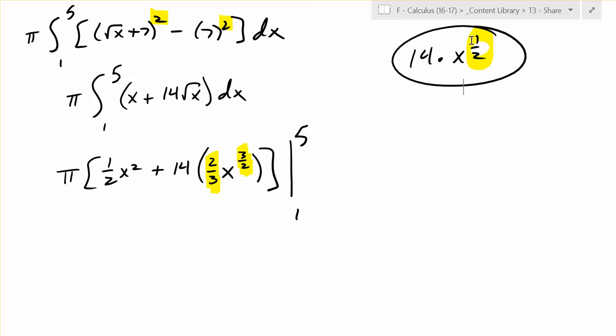2/3. Well, the 2/3 is fine. You can deal with fractions, right? But if you plug in 5, it's going to be 5 to the 3/2. So could you plug in 5 and then leave it in radical form? Yeah, sure, absolutely. But are you going to get an integer answer to this?